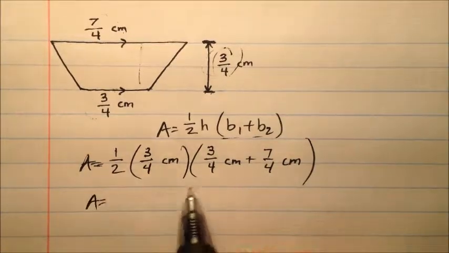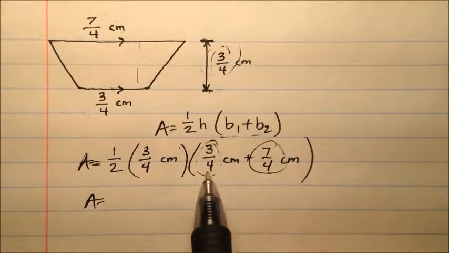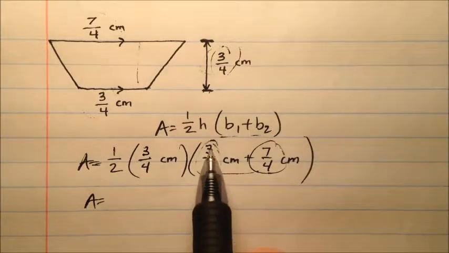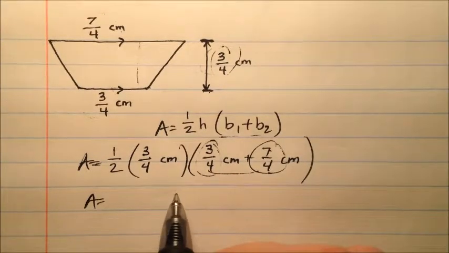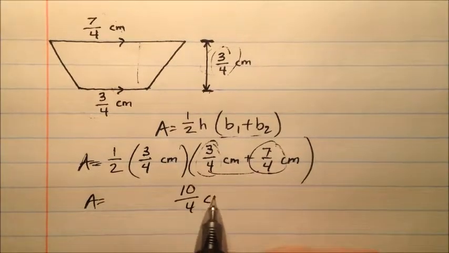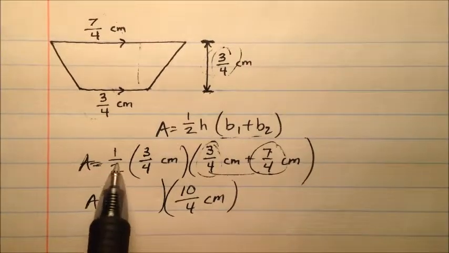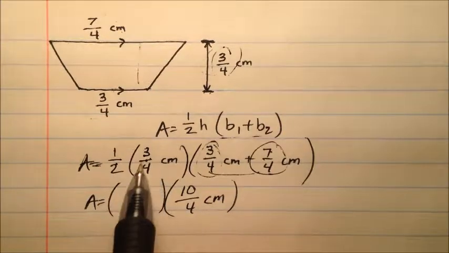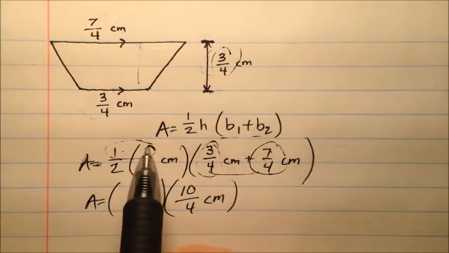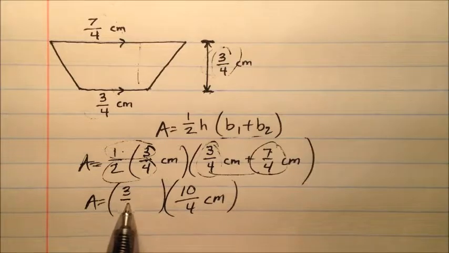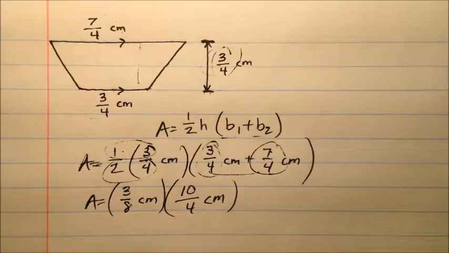Okay, well, this is not so bad. 3/4 plus 7/4, well, they've already got a common denominator. So 3 plus 7 is 10. So we can say 10/4 centimeters. And then over here, we're taking half of 3/4. So there's nothing we can cancel top and bottom. So we're just going to take 3/8 right there. So 3/8 of a centimeter.